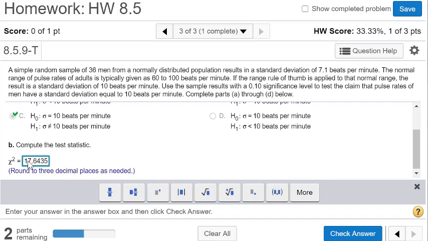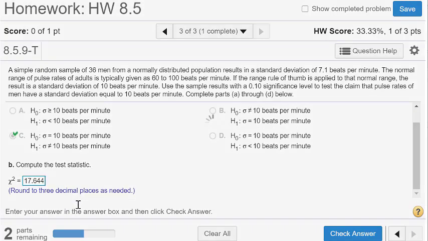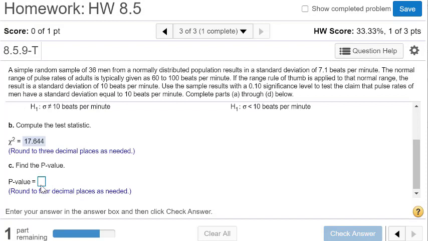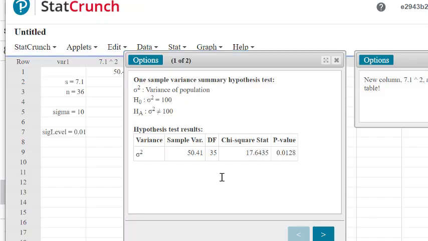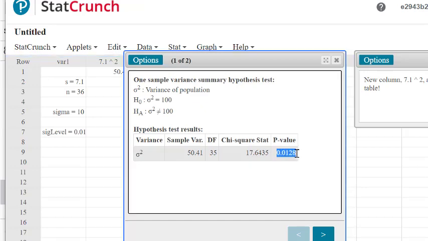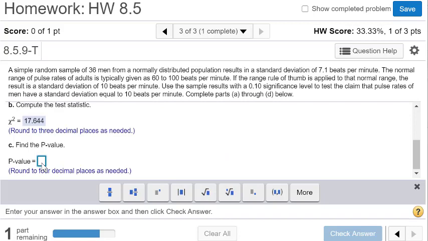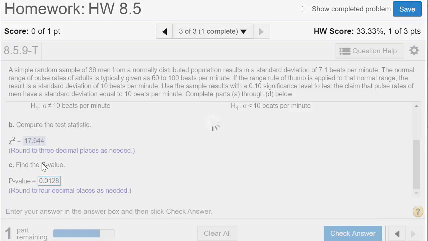We want to round off our test statistic to 3 decimal places. The fourth place is a 5, so we'll add 1 to the 3. And then they want our p-value as well, and we have our p-value from the output. P-values are usually rounded off to 4 decimal places, so that should be good.